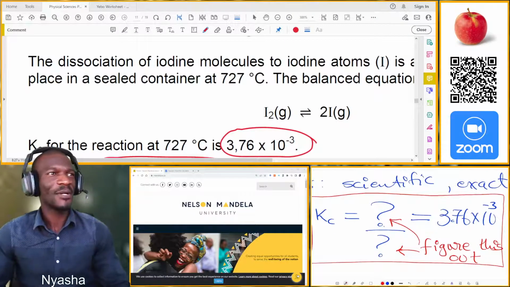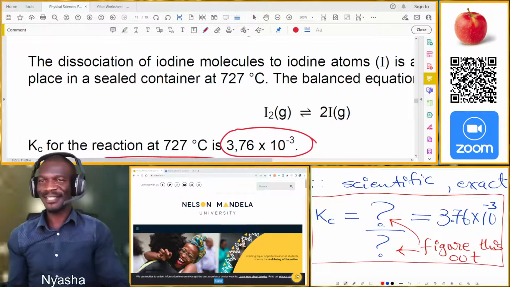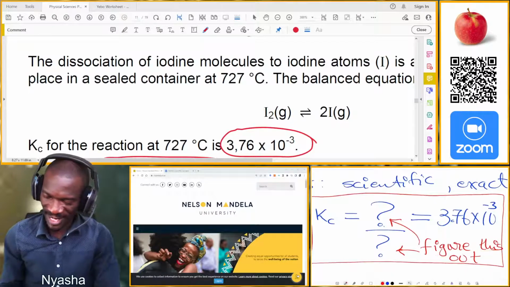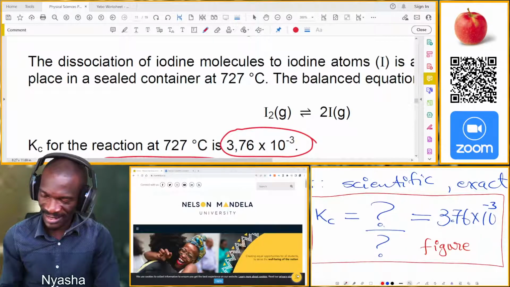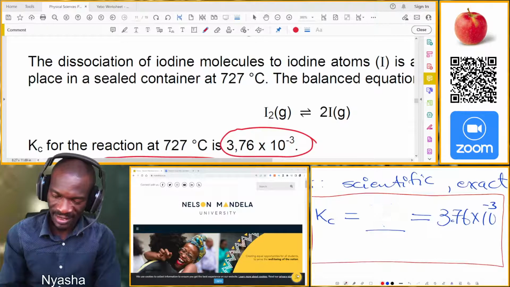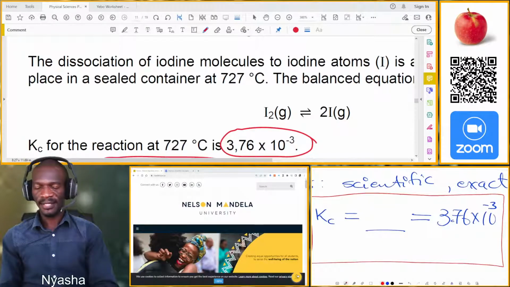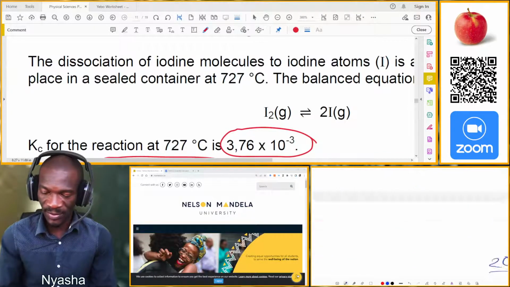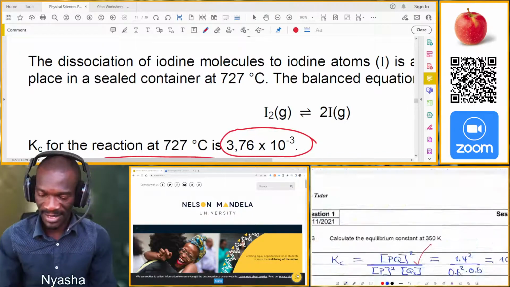Right, so have you done it? Does it make sense to you? Have you figured this out? Have you figured out what to put in that chemical equilibrium constant calculation equation? Okay, what did we say? We said on the numerator, look at what we did last time, right? Look at what we did last time.